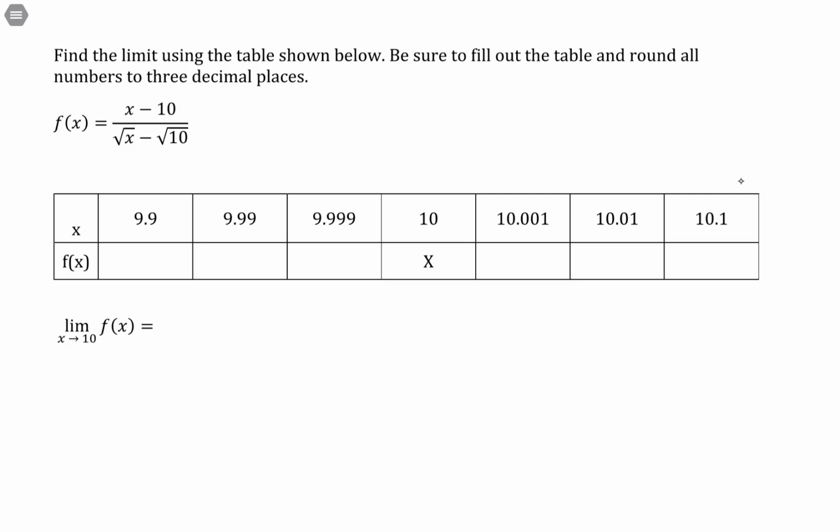Find the limit using the table shown below. Be sure to fill out the table and round all numbers to 3 decimal places. All right, so we are going to attempt to calculate this limit.